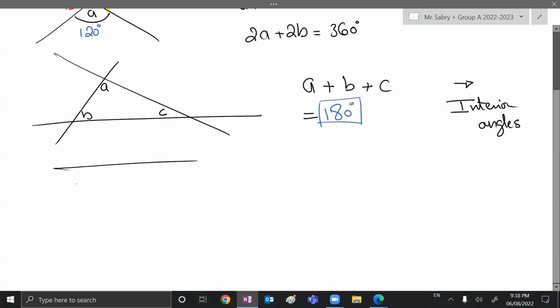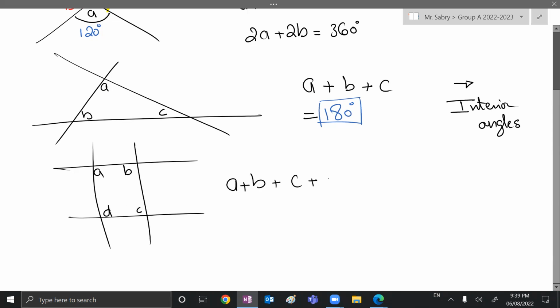So imagine if I have now, instead of 3 lines, 4 lines that intersect. They form some sort of a rectangle or a square. In this case, the 4 angles that are inside, the sum of them will become 360. So what if we have 5 lines that now intersect? What would be the sum of their interior angles, A, B, C, D, and E?